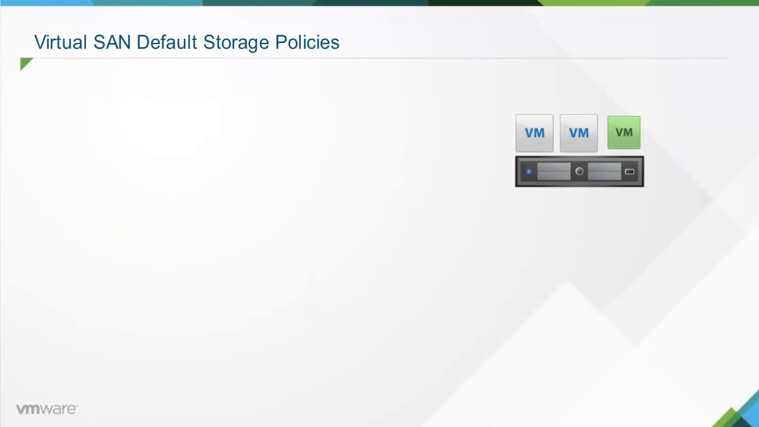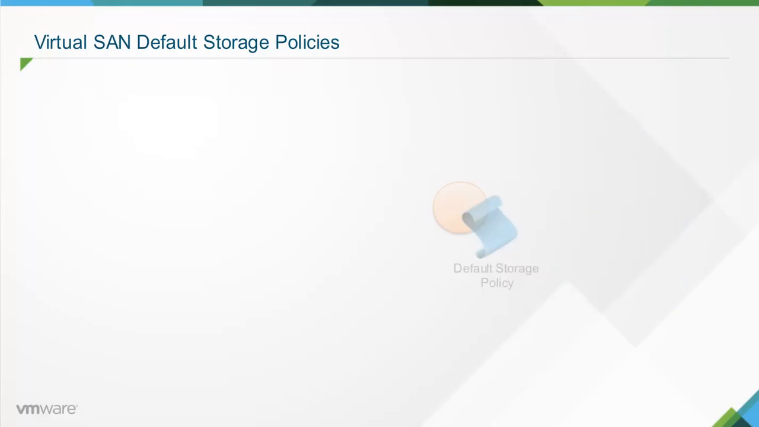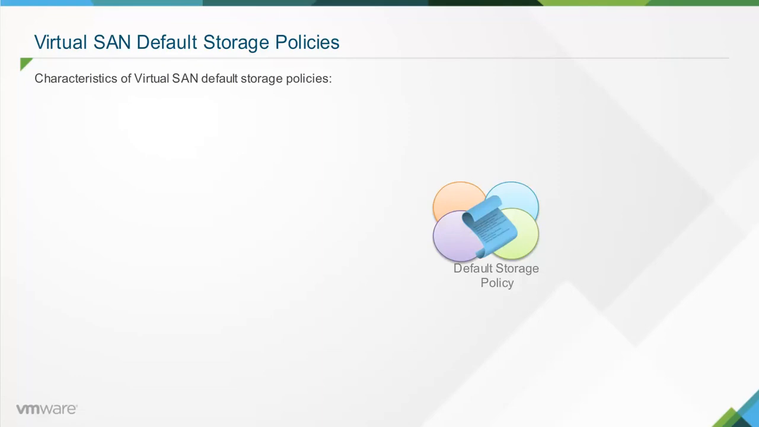When provisioning a virtual machine, if you do not select any other Virtual SAN policy and set the VM storage policy field on the Select Storage page to None, the default storage policy that VMware provides is applied to all virtual machine objects. The following are the characteristics of Virtual SAN default storage policies.